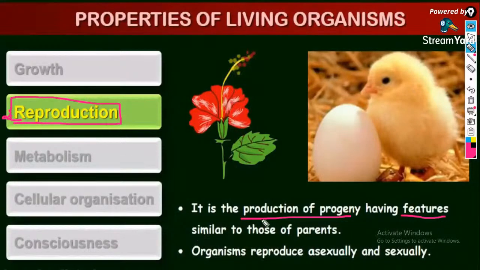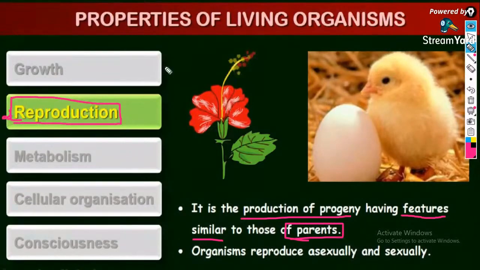Reproduction can be defined as the production of progeny having features similar to those of parents. We inherit certain characters from the parents. Suppose we inherit the character of hair from our parents. Suppose we get curly hair, it might be the characteristic of your mother.